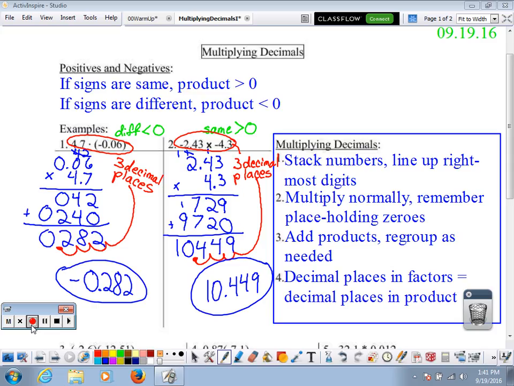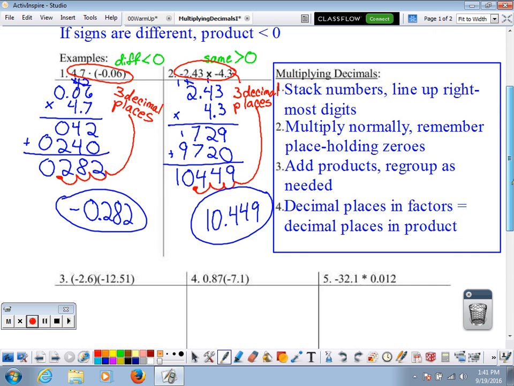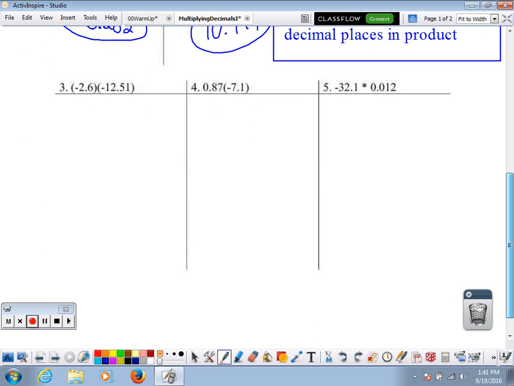In fact, right now, Shane, can you come up here, please, and write these, or tell me this first. Before we look at the numbers, what do we see about these two factors we're going to multiply together? The signs are the same. So what does that tell us about the product? It's going to be positive.